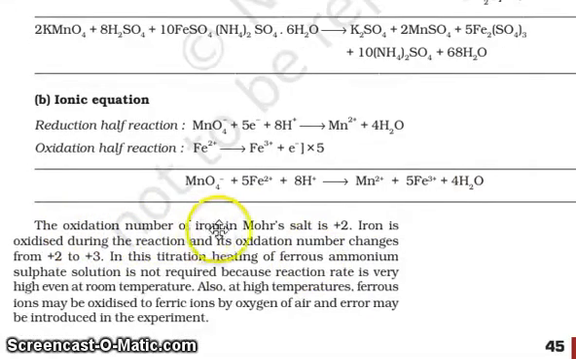The oxidation number of iron in Mohr salt is plus 2. Iron is oxidized during the reaction and its oxidation number changes from plus 2 to plus 3. In this titration, heating of ferrous ammonium sulfate solution is not required because the reaction rate is very high even at room temperature. Also, at high temperature, ferrous iron may be oxidized to ferric iron by oxygen of air, and error may be introduced in this experiment.